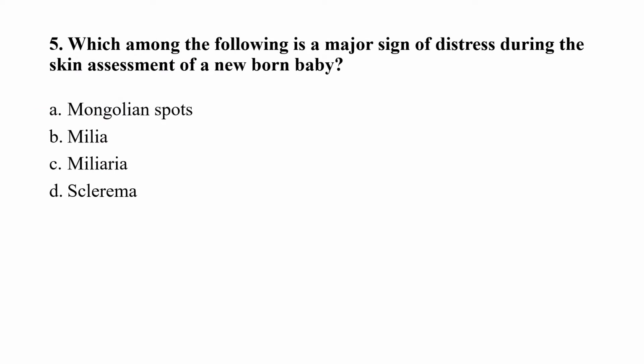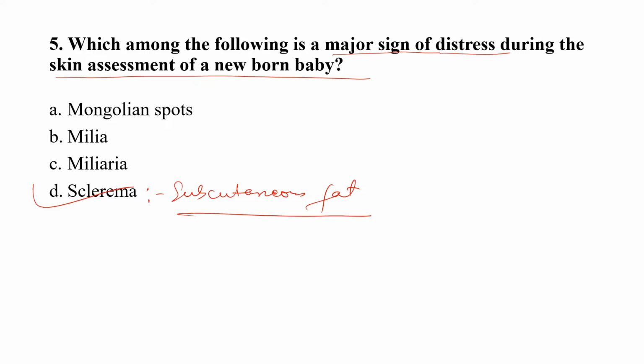Question number 5. Which among the following is a major sign of distress during skin assessment of a newborn baby? Option A, Mongolian spot. Option B, milia. Option C, miliaria. Option D, scleroderma. The correct option here is option D, which is scleroderma. Scleroderma is the disorder of subcutaneous fats, and it is considered to be a sign of distress in a newborn baby. So while assessing the newborn baby, if scleroderma is found, it is to be considered as the major sign of distress.